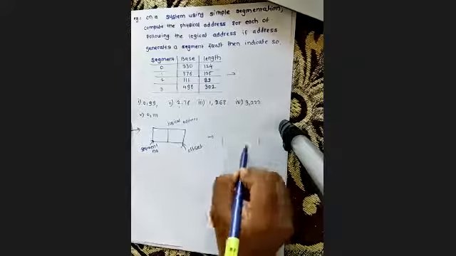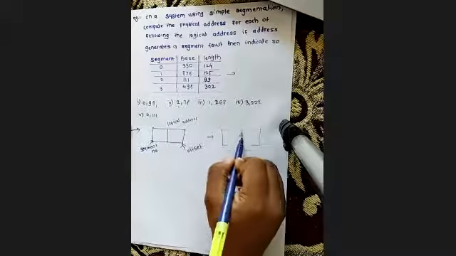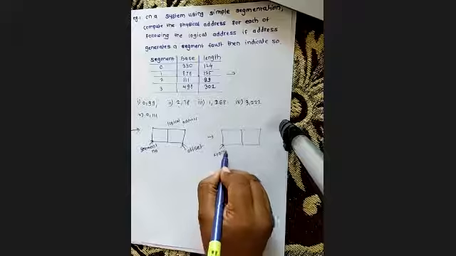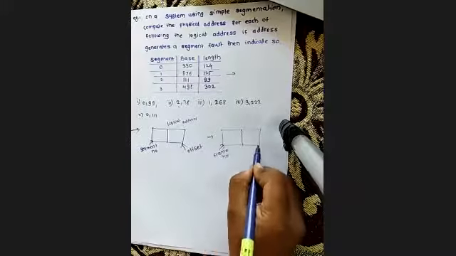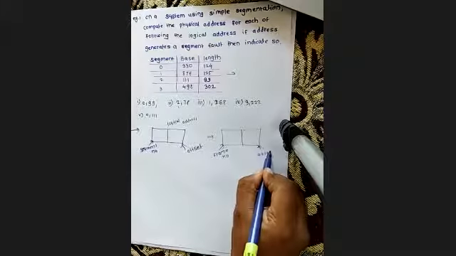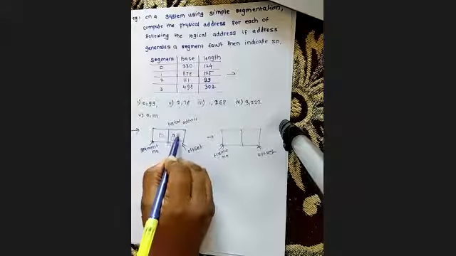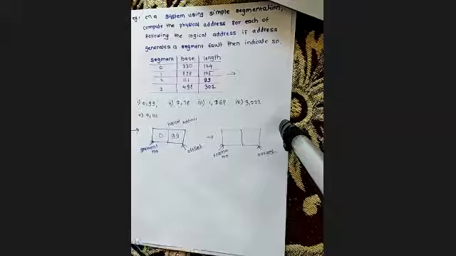And in the physical address, there are also two partitions. The first partition is called the frame number, and the second partition is called the offset. Now here, the given is 0, 99, right? So we are going to first check whether this zero segment is available.